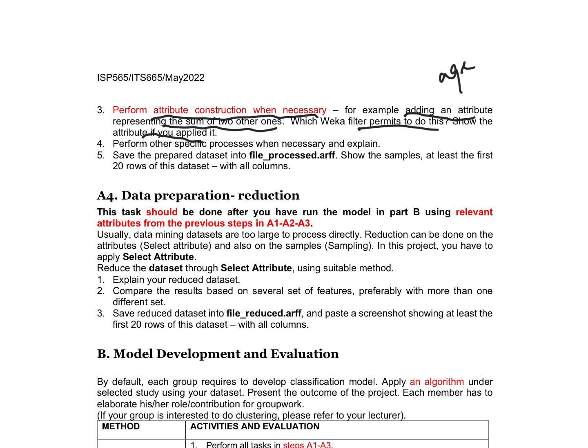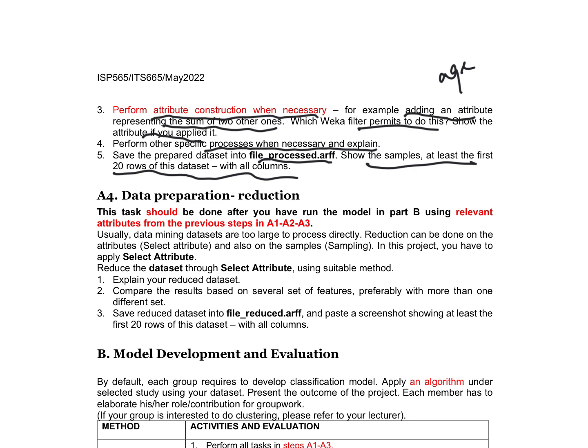And then apa you boleh buat lagi? Perform other specific process when necessary and explain. Save the prepared dataset into file process.arff. Show the sample at least first 20 rows of the dataset with all columns. Okay, so ini yang you kena buat A1 sampai A3, then you have to submit it in week 9. Okay, A1 sampai A3, you have to submit it in week 9.